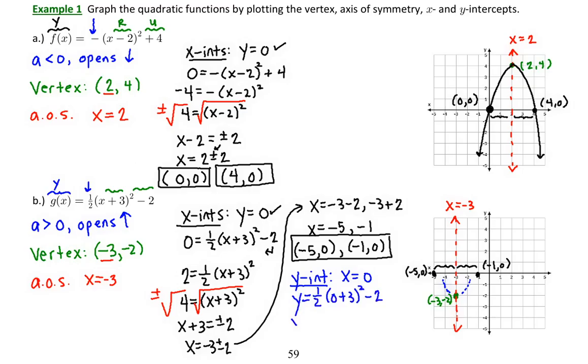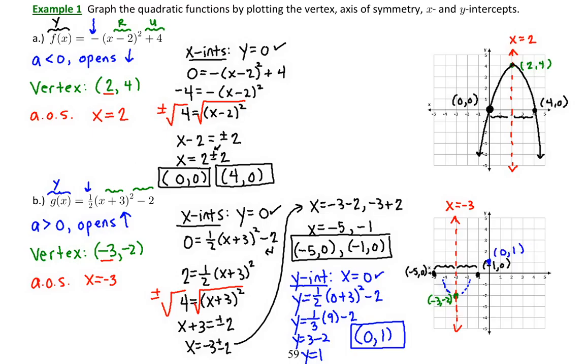We're going to follow our order of operations. 0 plus 3 is 3, and 3 squared gives us 9. 1/2 of 9 is 4.5, and 4.5 minus 2 gives us 2.5. So putting this together in the correct order, x is 0 and y is 2.5. So it looks like our y-intercept is (0, 2.5).